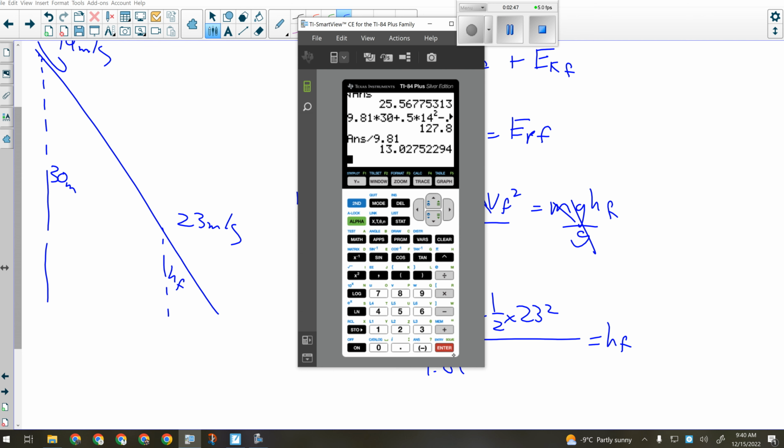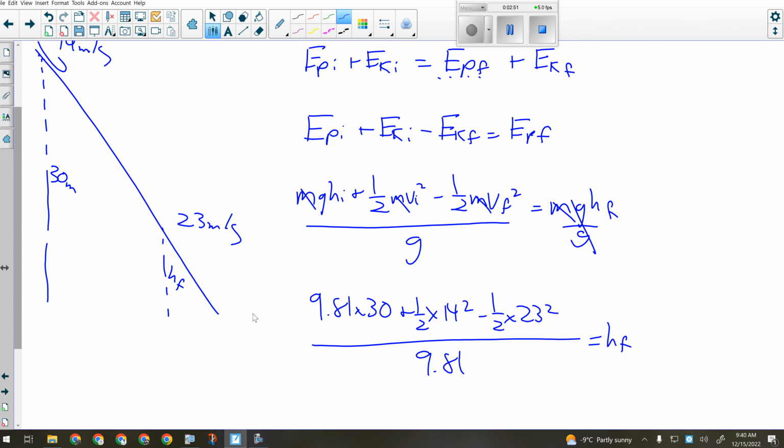All right, so now it's only 13 meters above the ground. Any questions on that one?